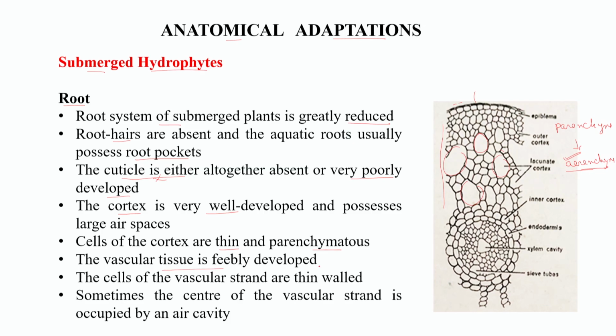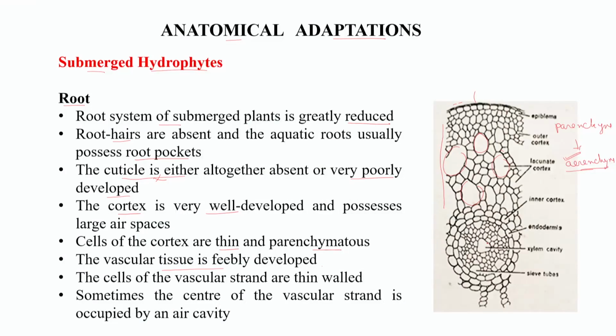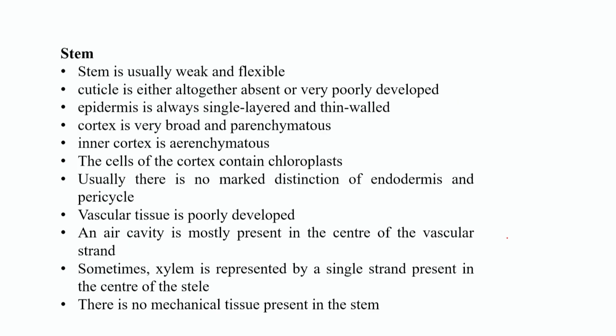See, vascular tissue is very feebly developed. You don't require a vascular tissue. You don't require xylem. Particularly xylem is completely absent or poorly developed. Sometimes the xylem is just represented in the form of a small cavity. You will find some phloem tissues definitely because that will be there for conduction of food materials, okay. In the center, sometimes a complete air cavity is there. Now talking about the stem, that will also be weak and flexible, okay. It will not be very hard. Cuticle will also be almost absent or poorly developed.